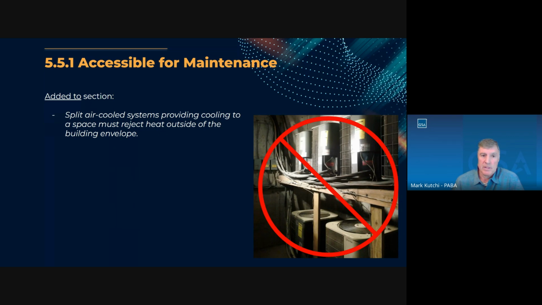Okay, this was the accessible for maintenance section. There was a requirement added that condensing units for split systems should not be located indoors. So it says outside the building envelope, but that means don't, as this picture shows, locate condensing units inside the building. I've seen them inside garages. I've seen them inside of basements. So put them outside the building where they belong, not inside the building.